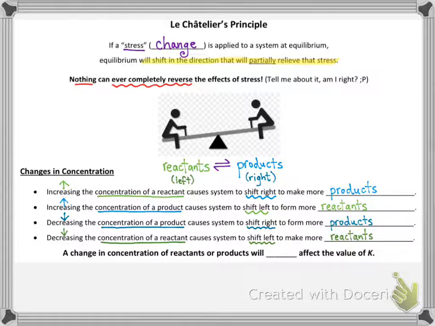Now, it is absolutely essential to note that all of these shifts left and right to reestablish equilibrium, all these stresses by changes in concentration, are not going to affect the value of your equilibrium constant K. The equilibrium constant is a constant. Well, at constant temperature, that is. Okay, let's take a look at an example reaction.